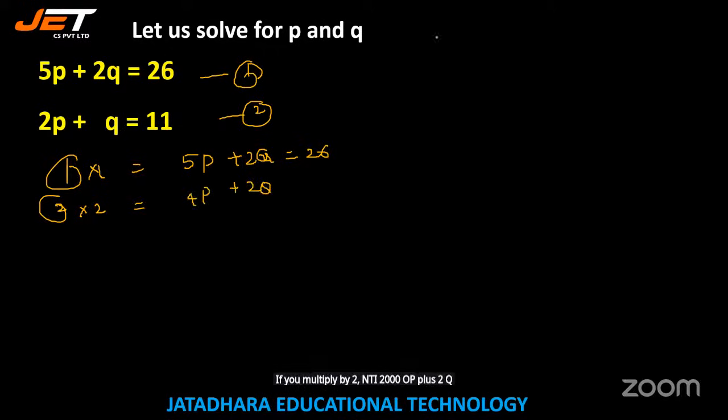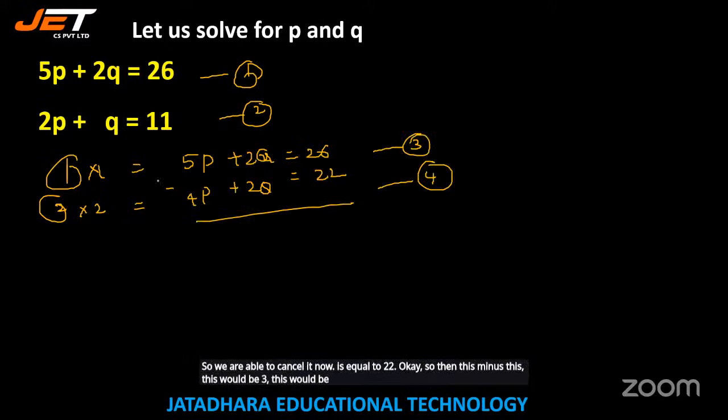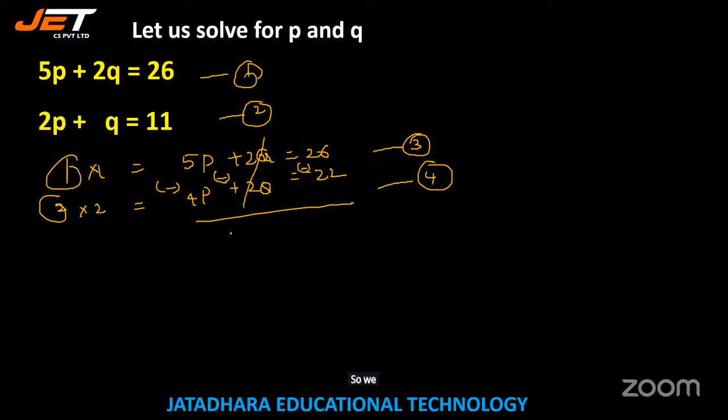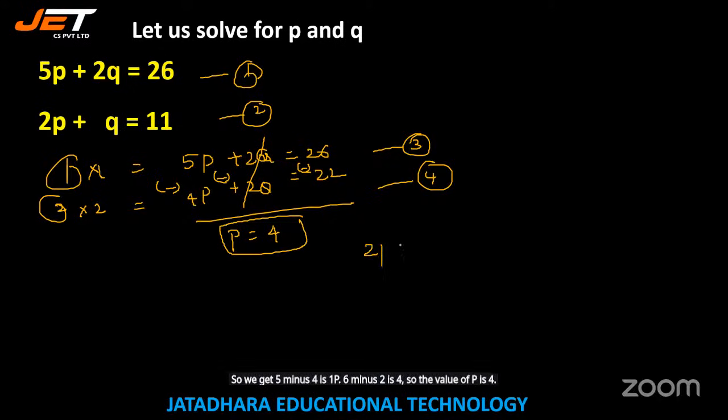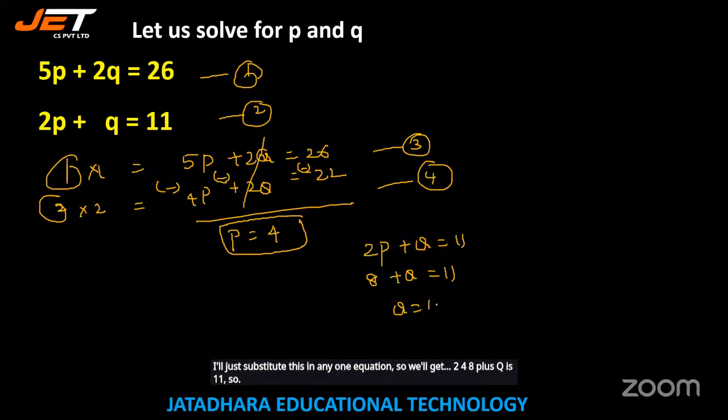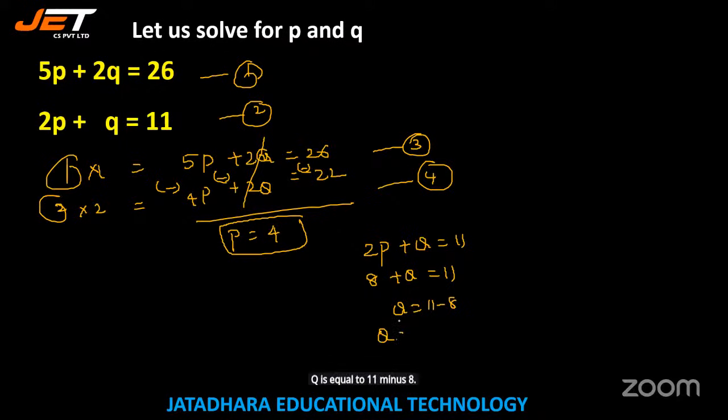See, 2q and 2q, so we are able to cancel it now. It is equal to 22. Okay, so then this would be 3, this would be 4. Now let's subtract these two. So we get 5 minus 4 is 1p, 6 minus 2 is 4. So the value of p is 4. Now just substitute this in any one equation. So we'll get 2 4s are 8 plus q is 11. So q is equal to 11 minus 8. So q is equal to 3.